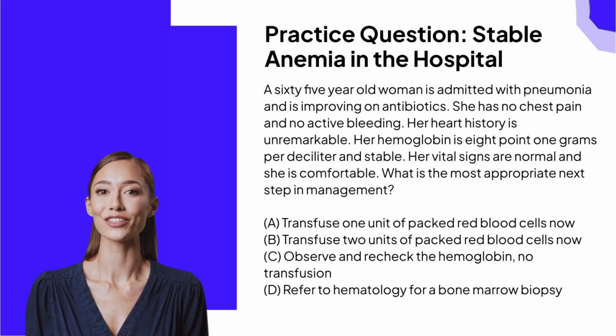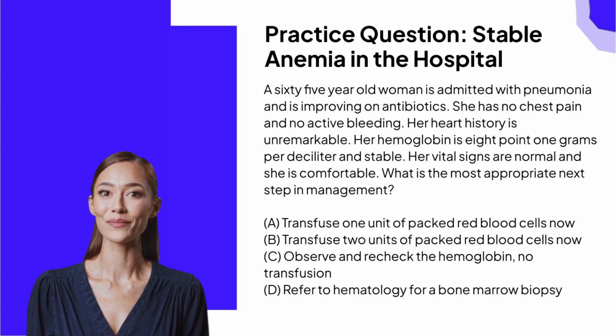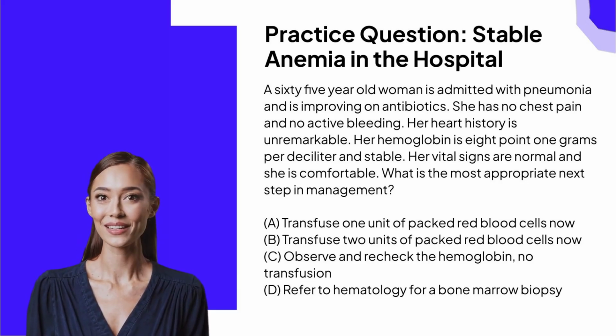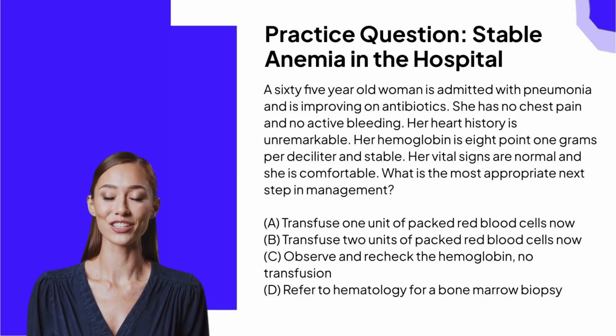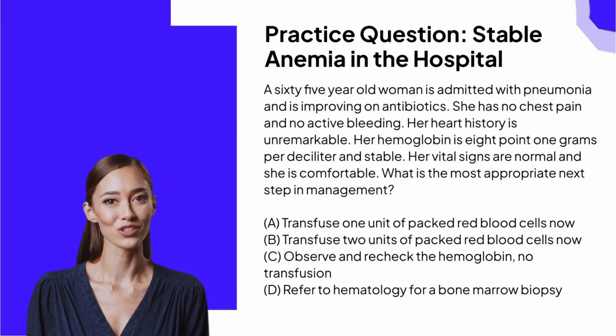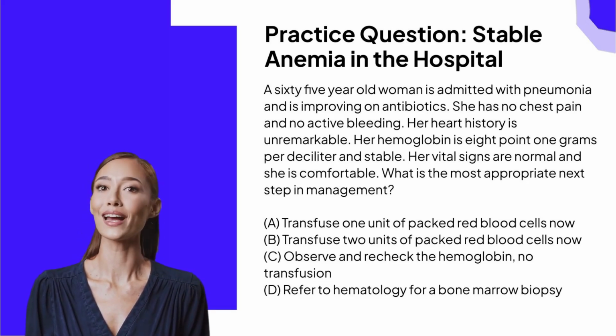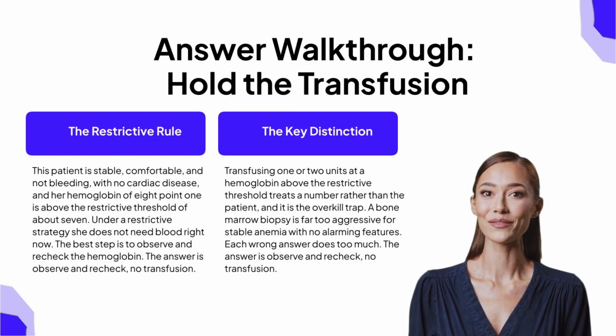The question asks for the most appropriate next step. The key detail is that she is stable, has no cardiac disease, and is not actively bleeding. So compare her hemoglobin against the restrictive threshold before you choose. Pick your answer, and we will reason through every option on the next slide. Let us break down this answer.